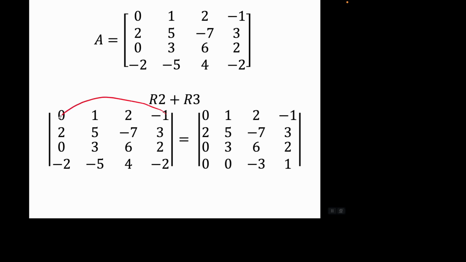So here's the determinant of the original matrix. Let's add negative 2 to negative 2, get 0. 5 to negative 5, get 0. Negative 7 to 4, get negative 3. 3 to negative 2, get 1. As we've seen before, adding a multiple of one row to another row has no impact on the value of the determinant. So these two are going to have the same determinant.